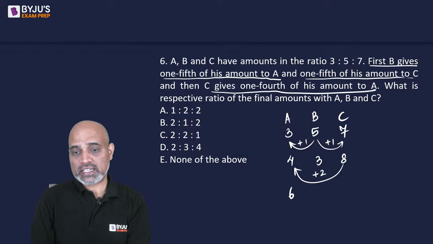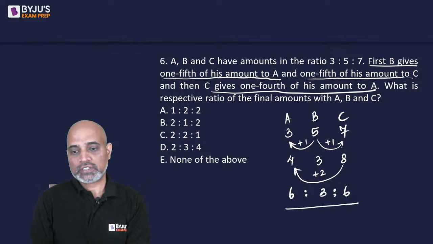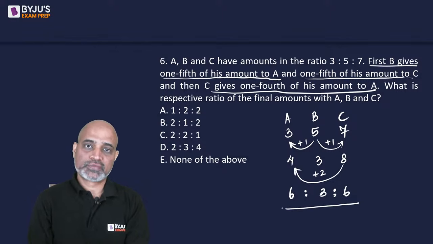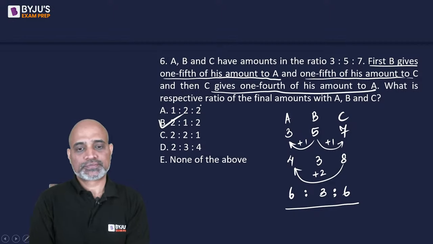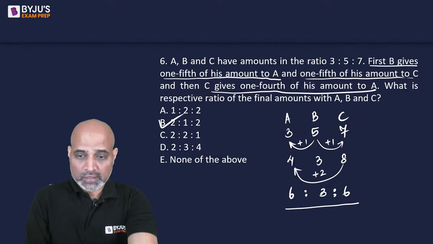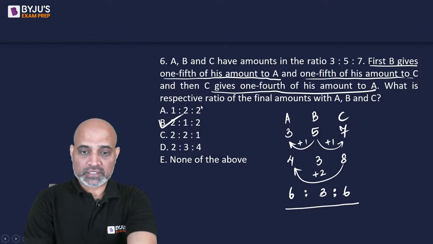So A का 6 हो जाएगा. B will remain 3 and C will become 6. So what is the ratio of the amounts with each of the 3 of them? इसको simplify करोगे, you will realize it's going to be 2, 1 and 2. Right? Okay. Yeah, B will be the answer.